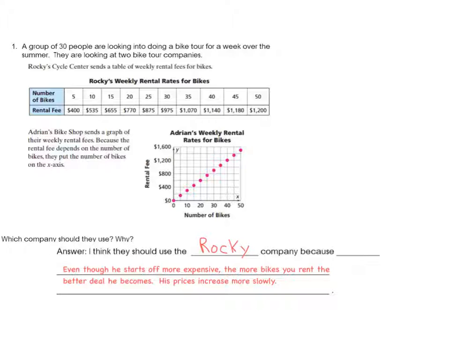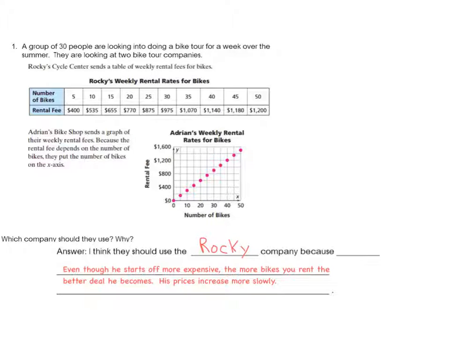All right, so I think Rocky is the better deal, because even though he starts off a little more expensive, so you can see for 10 bikes, Adrian is under 400, but Rocky is 535. However, once you rent more and more bikes, he ends up becoming less expensive. So even if you look at 50 for Adrian, that's almost $1,600, and Rocky is only $1,200. So I think Rocky is better. But you could make the argument that Adrian's better, especially for smaller numbers of bikes. He could be the cheaper one.